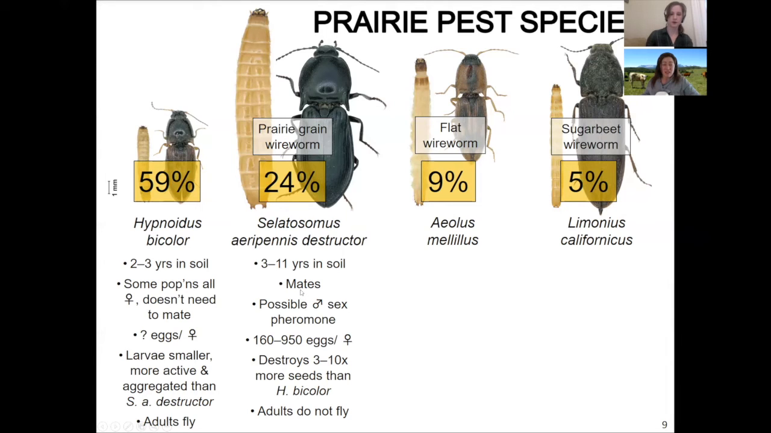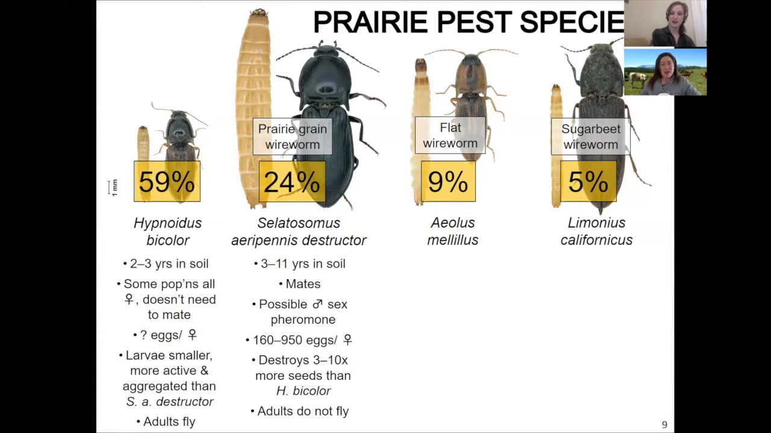We know this species needs to mate. We know that the females will produce a male pheromone perfume to attract the males. Look at how many eggs they can lay per female, hundreds. And we know the feeding behavior of this species is different than Hypnoidus, and that the way they eat will destroy 3 to 10 times more seeds than the other species. That involves them eating the growing point of a seed as opposed to just any part of the seed. And interestingly, in this species, the adults have not been observed to fly. So they walk, that's all.